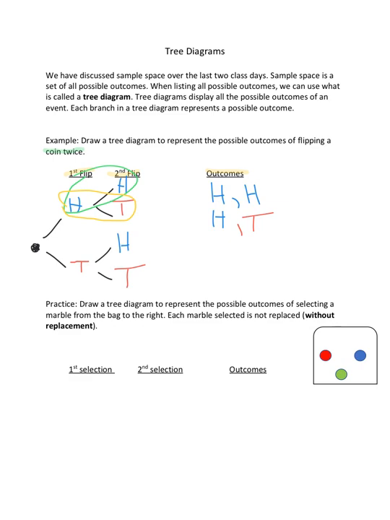Well, what if I flip a coin and land on tails first? Another possible outcome would be to land on tails first, and then heads. Well, what's another possible outcome? There's one more possible outcome. The last possible outcome would be to land on tails first, and tails second. These are our possible outcomes. There's four possible outcomes after flipping a coin twice.